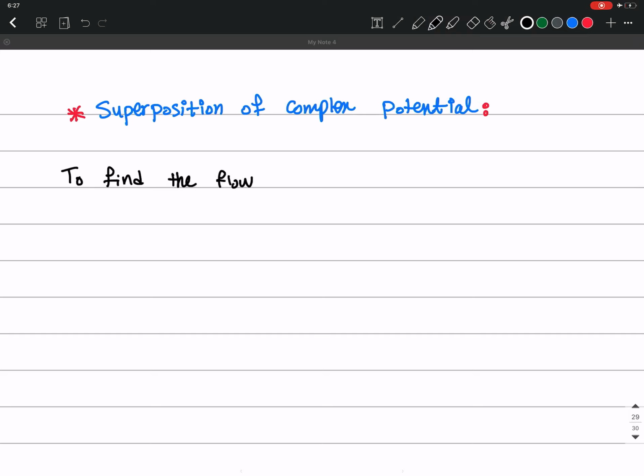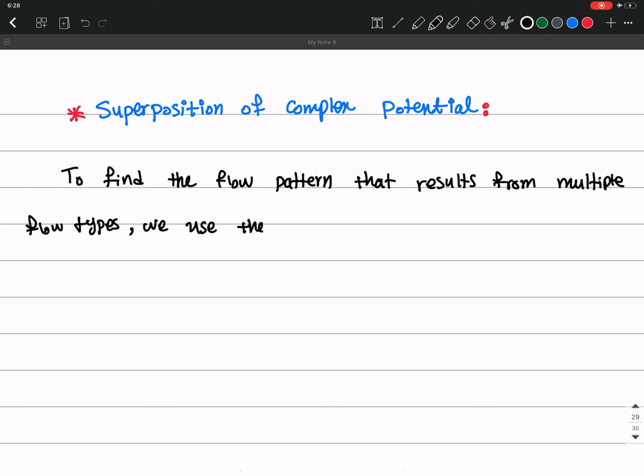So to find the flow pattern and also its analytical solution that results from multiple flow types, we use the linearity property of the governing equations, which are actually Laplace's equations, right?